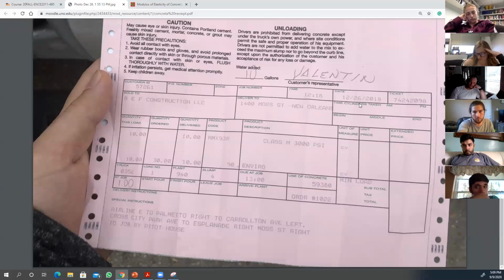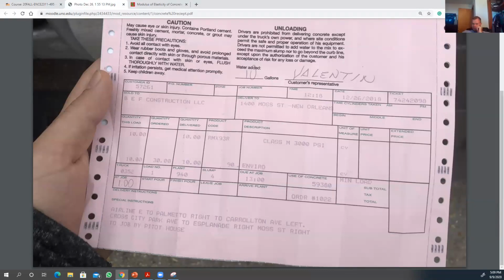Can I ask a question? Don't ask hard questions, go ahead. Okay, for the slump, this is the first time that I've ever even considered looking at concrete. So what exactly is the slump? Is it how much it moves?